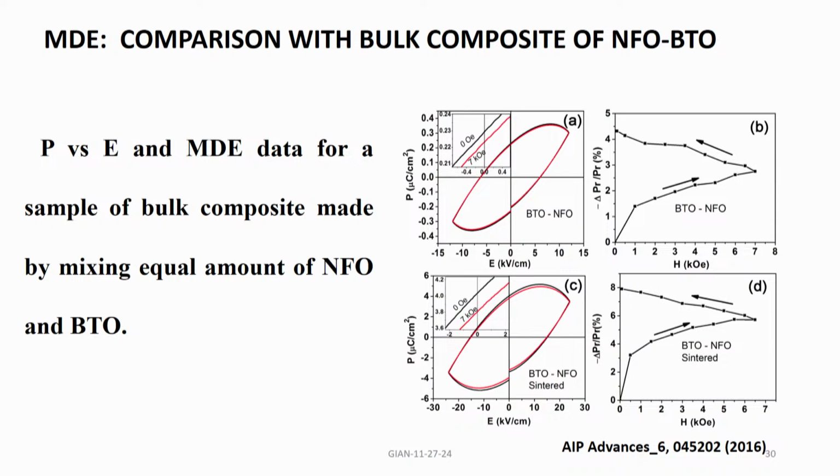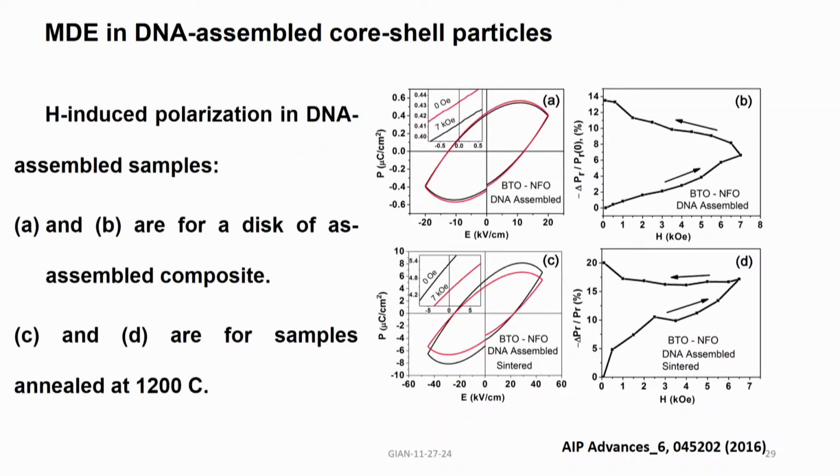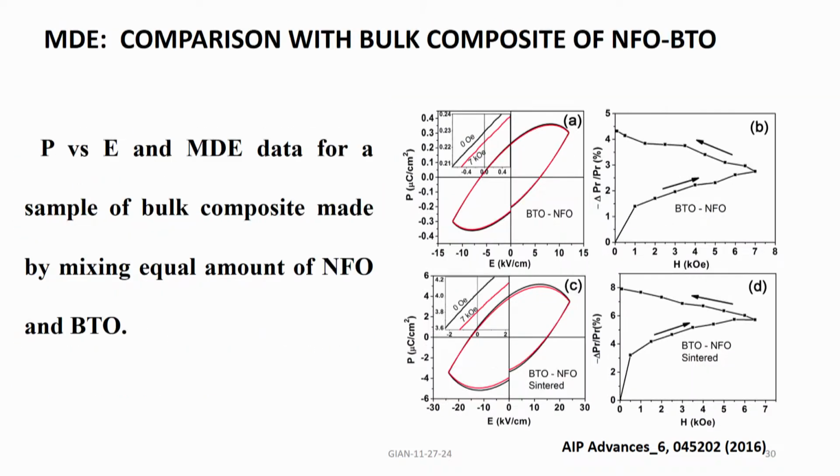That's the H-induced polarization. The maximum value here is anywhere from 4 to 8% compared to 14 to 20% with core-shell structure. So the core-shell structure does influence the nature of the magnetoelectric effect, and it enhances the effect in the way the structure comes up. If it is a core-shell structure, it shows a much stronger magnetoelectric effect compared to just a bulk composite with random distribution of these two phases.